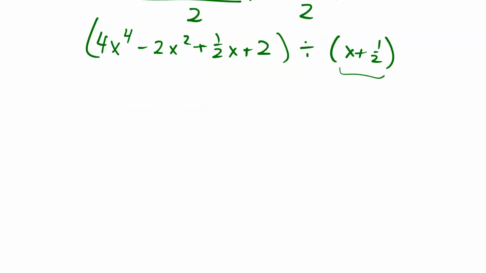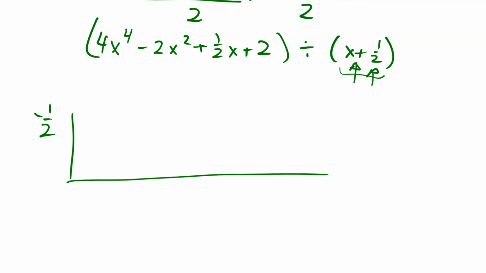All right, so if I set this portion equal to 0, no surprise, it's literally going to be the opposite sign, but then the same number right here. So negative 1/2. Let's go ahead and write out the coefficients. I have a 4 in front of the fourth. There is no x to the third term, so I have to put a 0 for the placeholder. Negative 2, 1/2, and 2. Bring down the first term.